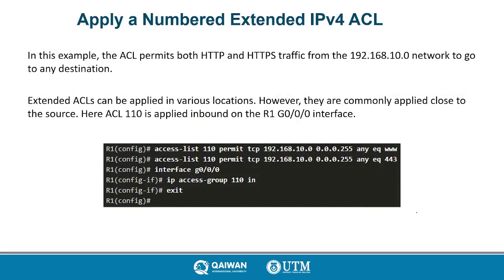Now, applying a numbered extended IPv4 ACL. In this example, the ACL permits both HTTP and HTTPS traffic from this network to go to any destination. So we have TCP, we have the network 192.168.10.0, and we have the wildcard mask, and we will say any, EQ www for HTTP, which is this one, and again the same procedure, 443 for HTTPS.